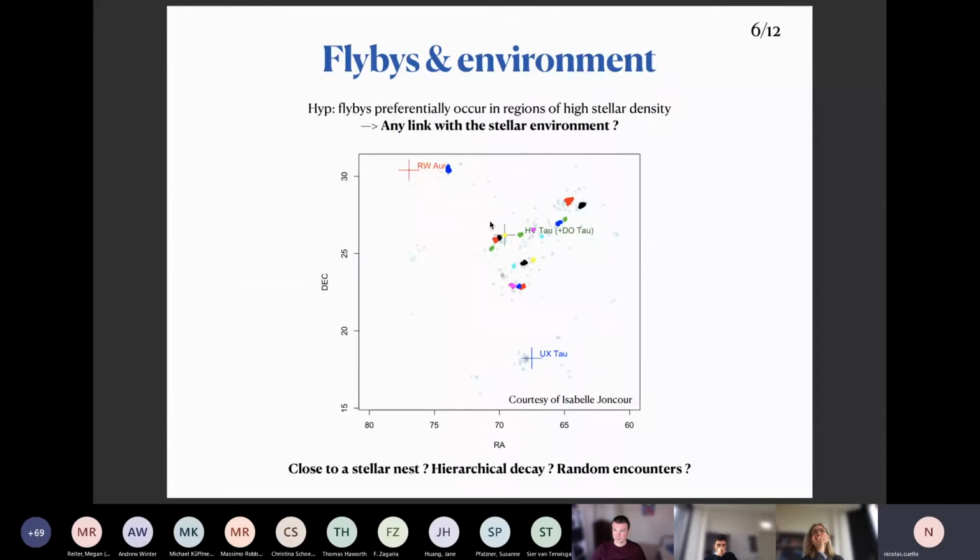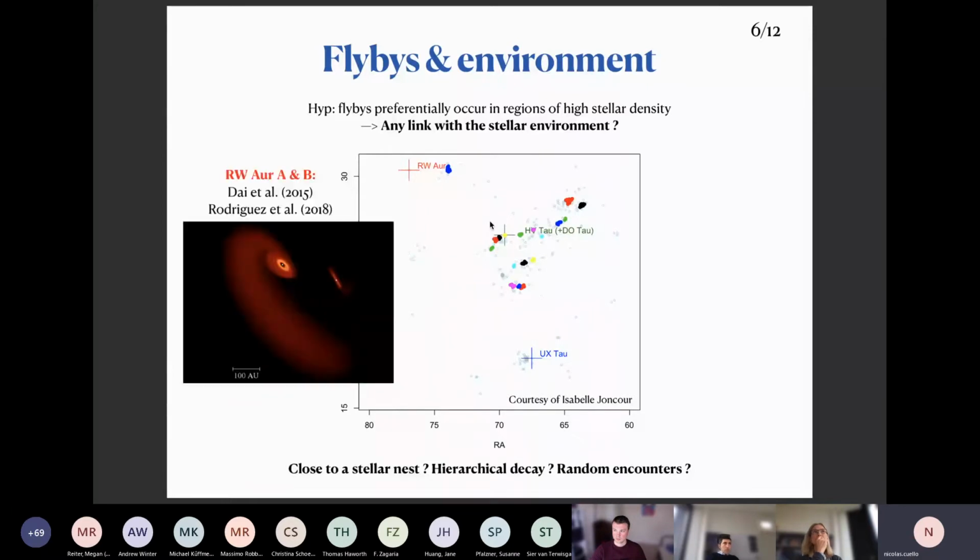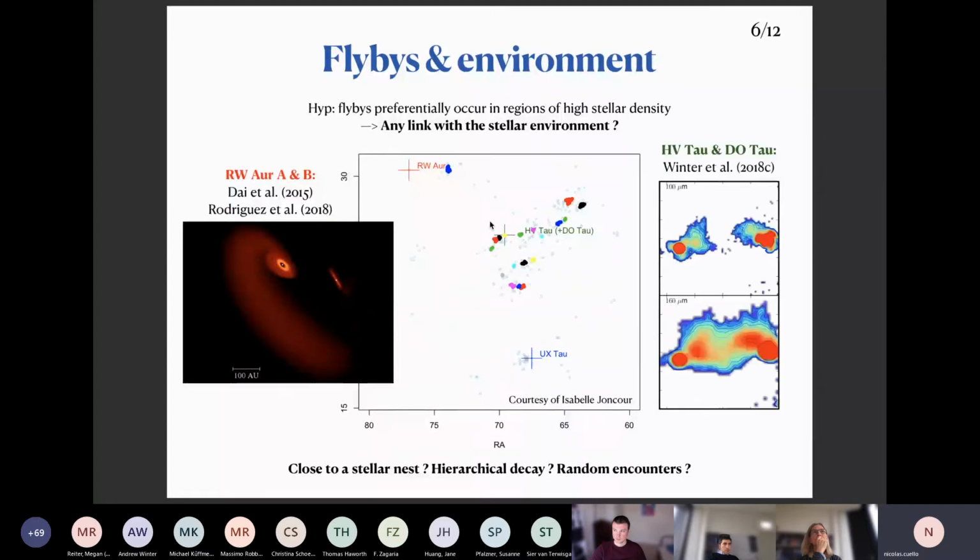So if our working hypothesis is that the flybys preferentially occur in regions of high stellar density, then there should be a link between flybys and the stellar environment. This is the exercise that Isabelle Joncour did here. And I'm just showing a couple of examples, like RW Aur, which was proposed as a flyby by Dai et al. And so here's the hydro modeling, and HV Tau and DO Tau by Andrew Winter and collaborators.